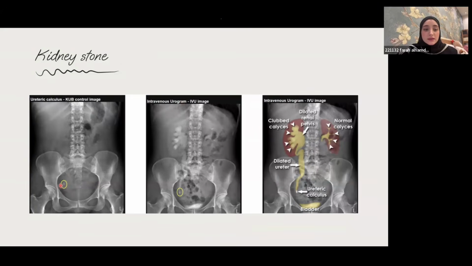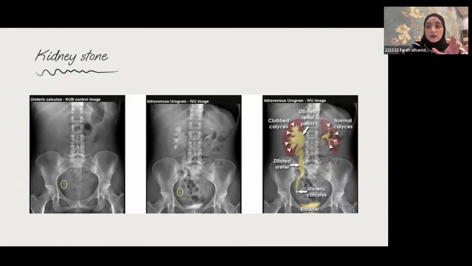Kidney stones, you can see here, appear white on the image. All you have to know about this is that when there's a kidney stone, you would have a dilated ureter, as you can see here, it's very visible, and a bigger kidney, dilated calyces, major and minor calyces. This is bad because it causes hydronephrosis, a lot of urine or volume in the kidney.